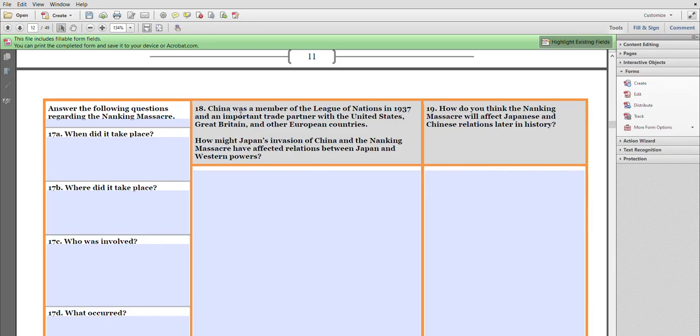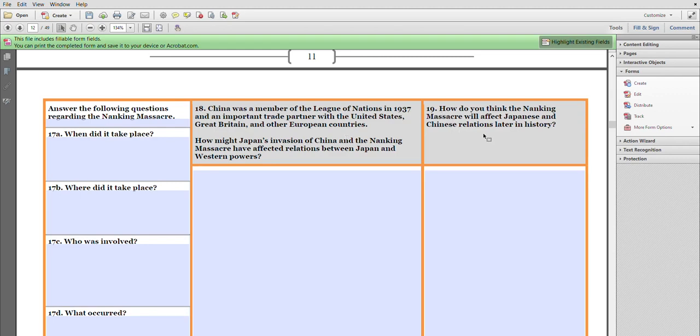Question 18. China was a member of the League of Nations in 1937 and an important trade partner with the United States, Great Britain, and other European countries. How might Japan's invasion of China and the Nanking Massacre have affected relations between Japan and the Western powers? So how did the massacre affect how Western powers and Japan felt about each other?